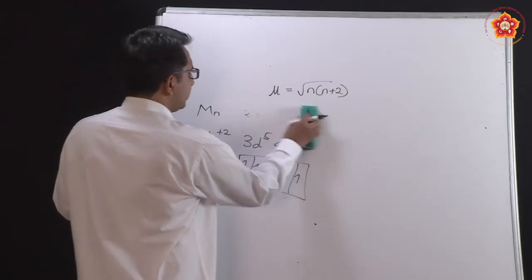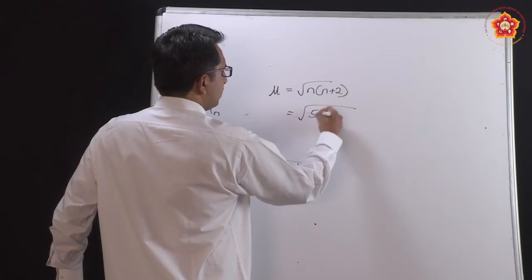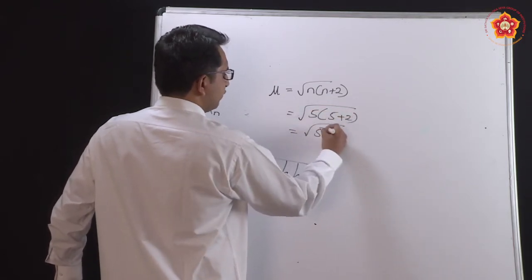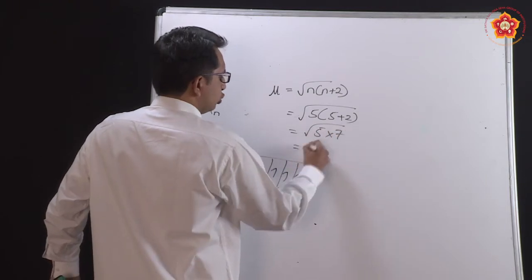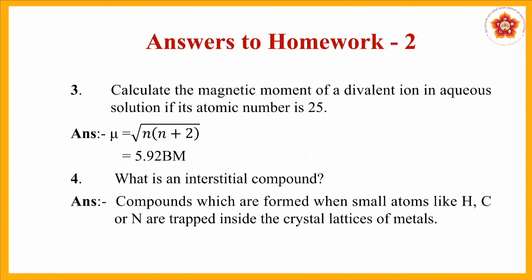So, when we undertake this calculation, it will be root of 5 into (5 plus 2), which is nothing but 5 into 7, root 35, and that is the final answer that you have, 5.92 BM. BM is the unit, Bohr magneton. This is how the calculation takes place, and similar types of examples may be asked to you in the examination.